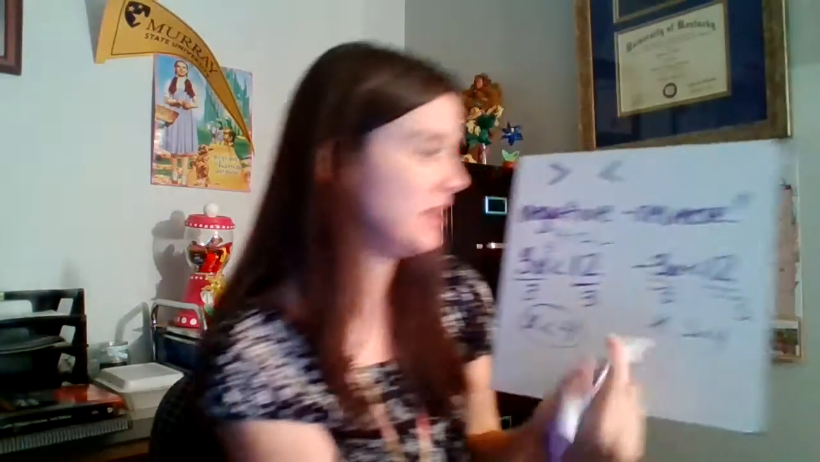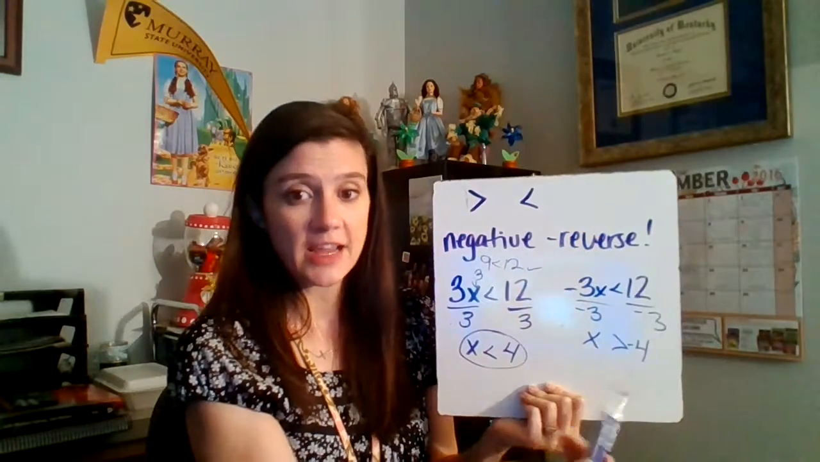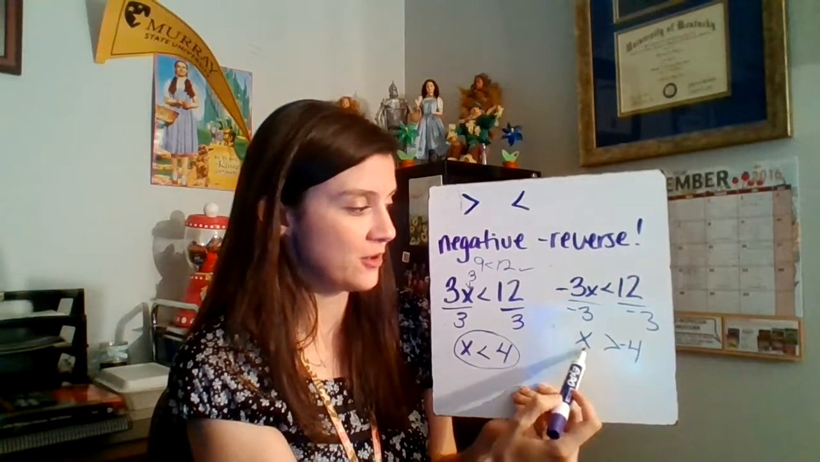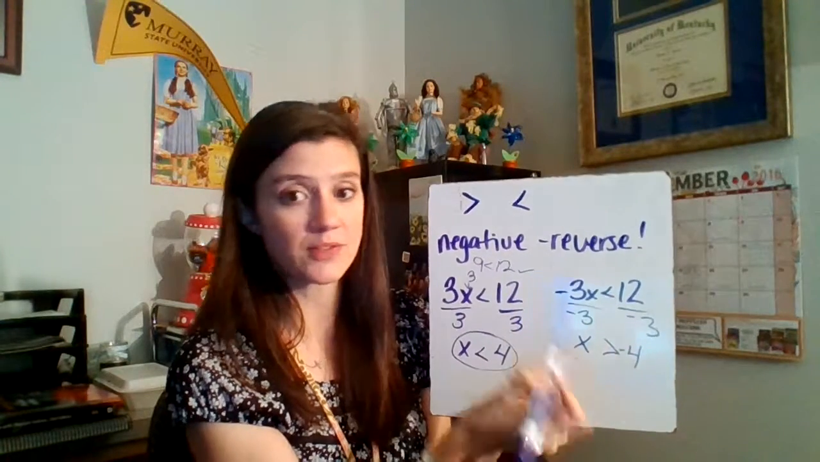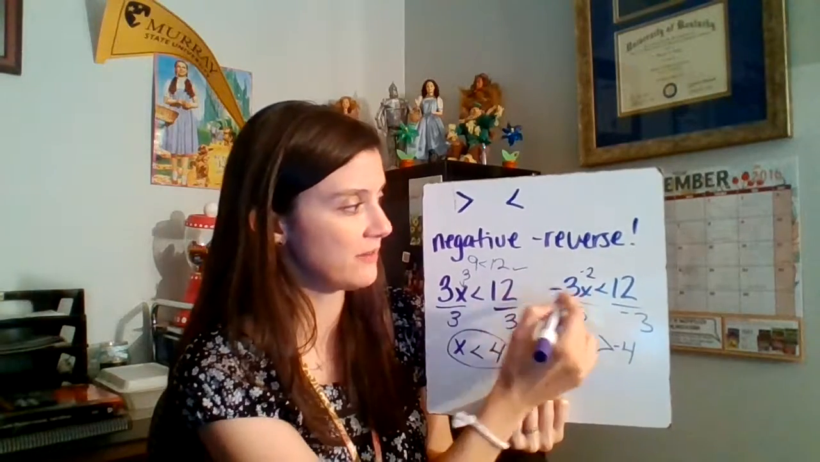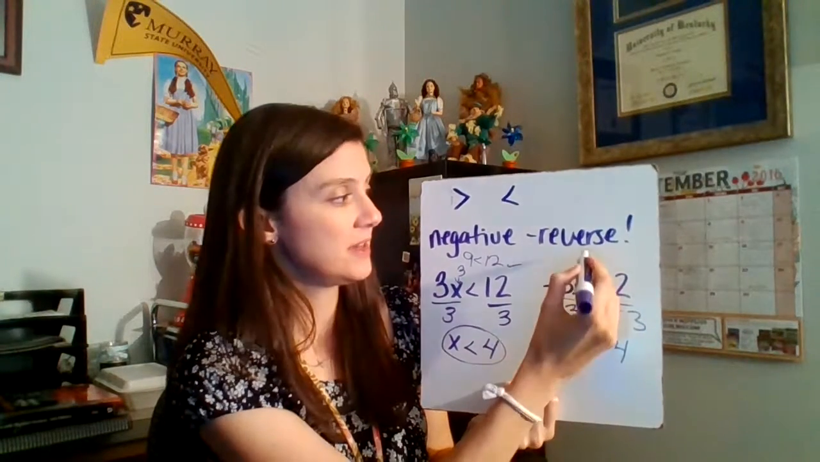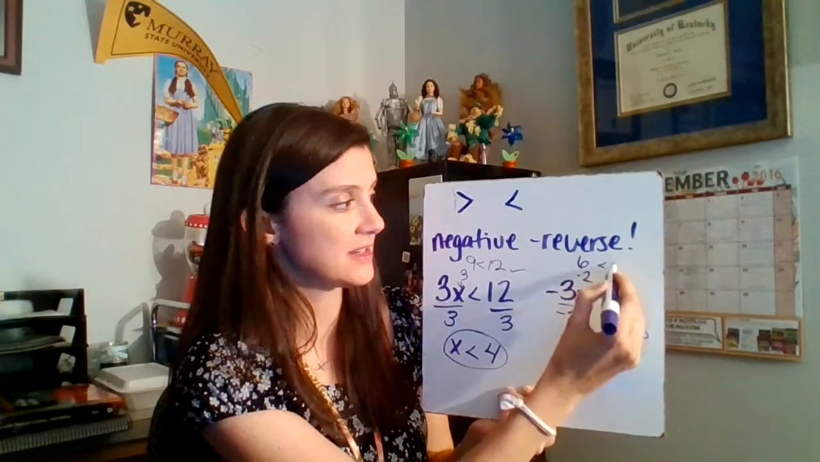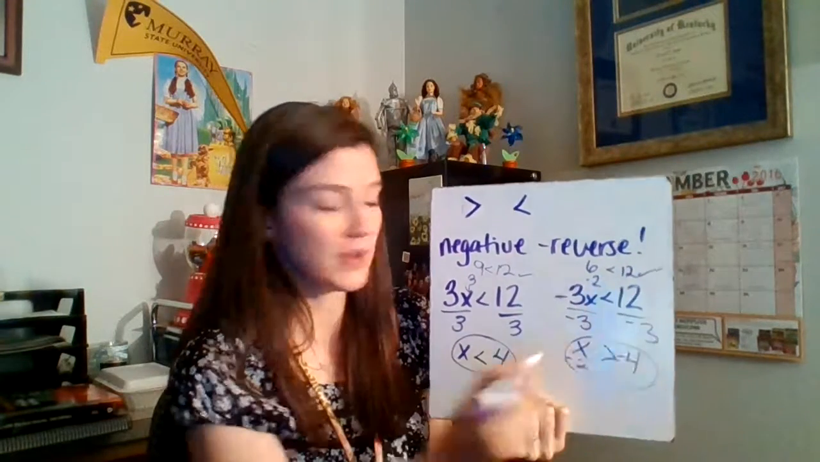I'm trying to see if there's another example I can show you real quick. But anyway, again, check it and see if it works. Think of a value that's greater than negative 4. So I'm going to say negative 2. I'll put negative 2 in here, so negative 3 times negative 2 is 6. Is 6 less than 12? Yes. So I know that works. Let me show you another example where you might have more than one step to do here.